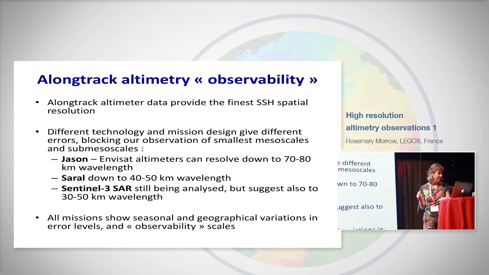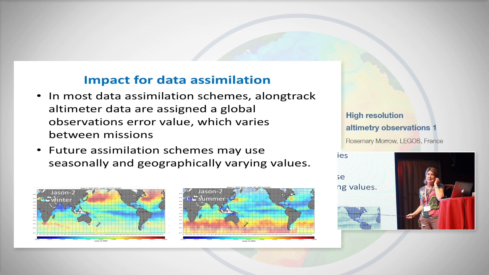So one of the impacts for data assimilation is that at present there is a globally averaged background noise that's provided with the along-track altimeter data when you're doing data assimilation, and perhaps in the future we will be able to make available error levels that have temporal and spatial evolution.